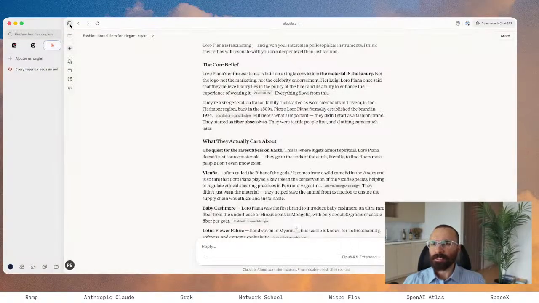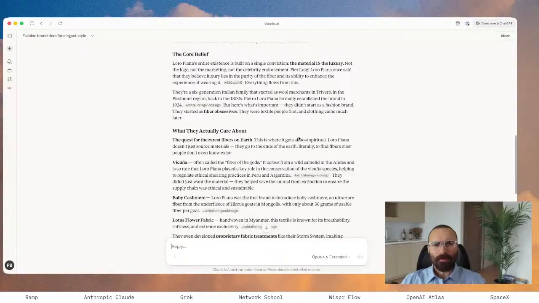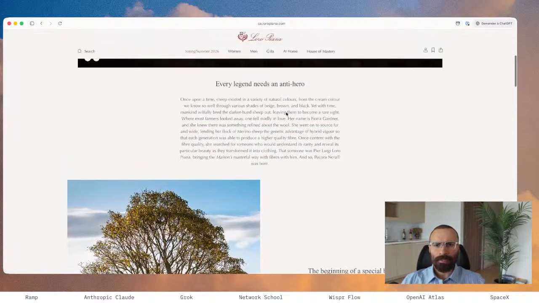Let's see. I think lens was something that we were talking about. Okay. On the logo, not the marketing, on the celebrity endorsement, Pier Luigi Loro Piana once said that they believe luxury lies in the purity of the fiber and its ability to enhance the experience of wearing it. Well, actually, we're looking into, yeah, this one.